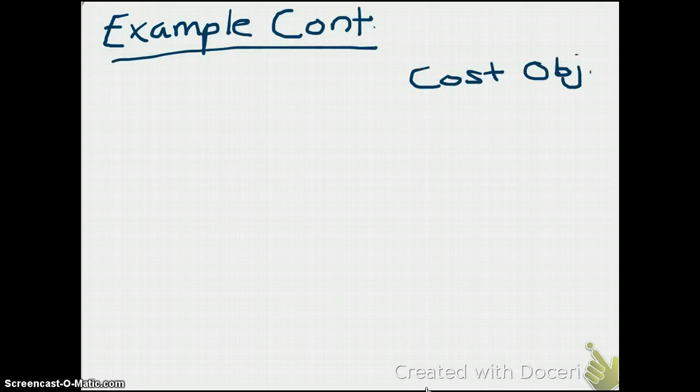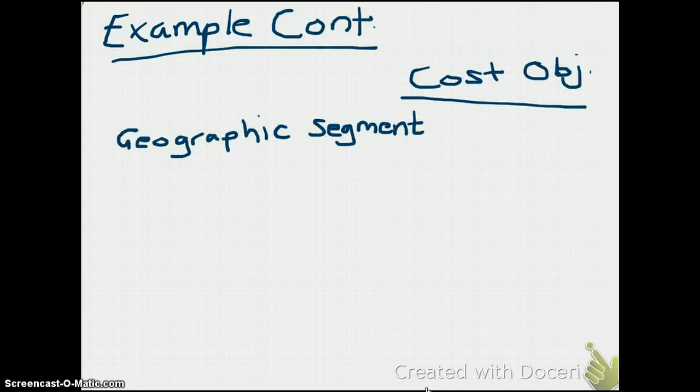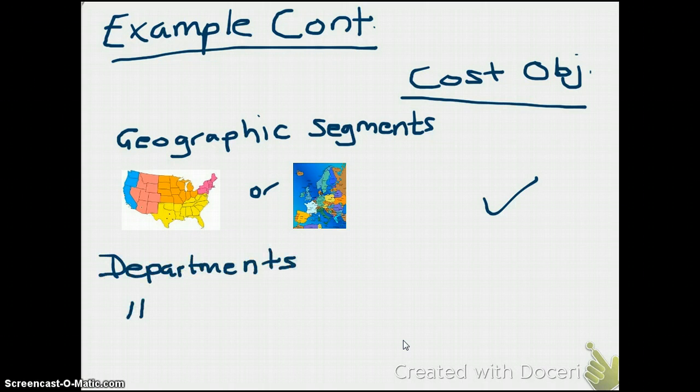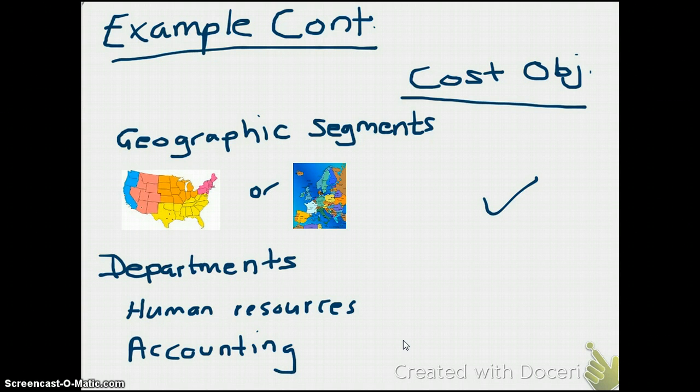Moving along, if we look at, let's say, geographic locations, would Toyota want to find out how much their US operations or their European operations would cost? They would want to find that out, and if they do, the European segment or the US segment could be considered a cost object. How about different departments within the company, such as human resources or accounting? Yep, you guessed it. Those could also be considered cost objects.